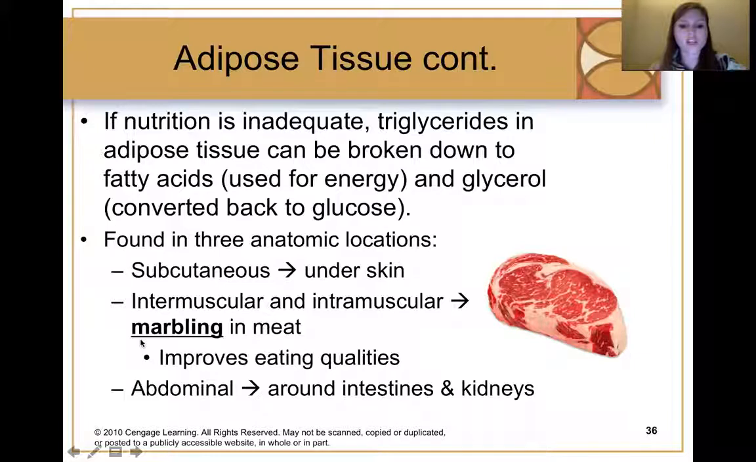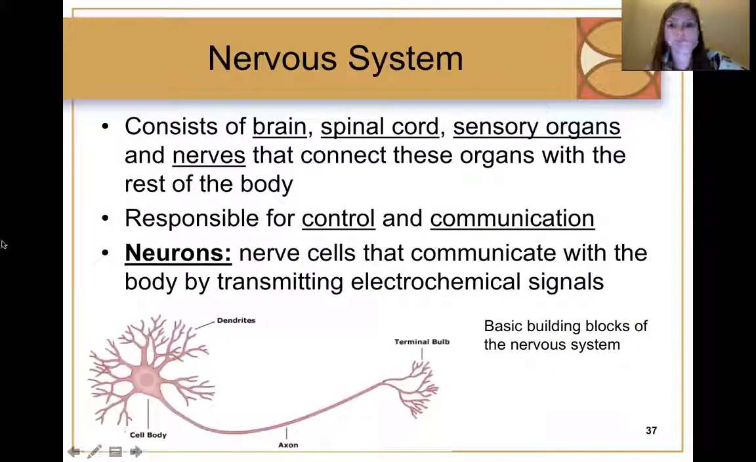In addition to subcutaneous and intramuscular fat, you can also have abdominal fat, which would be around the intestines and the kidneys. That's primarily to protect the intestines and the kidneys from any sort of damage. That fat is a good cushion there. That's why some people will gain weight in that area, because it's hard to get rid of. You don't want too much of it, but some of it can actually be pretty helpful to keep your organs safe.